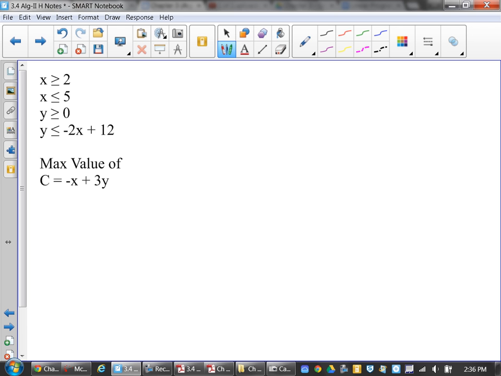of negative x plus 3y. So basically that means whatever ordered pairs we figure out for some shaded feasible region, we're going to substitute into that constraint, figure out what's the biggest number and what's the smallest number. Or in this case, just the biggest number. Okay? So we plot it. Start with your grid. Hopefully it won't be that bad.